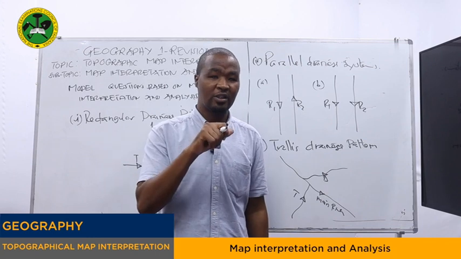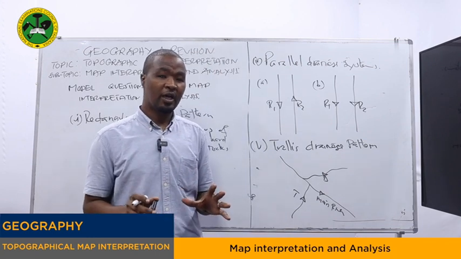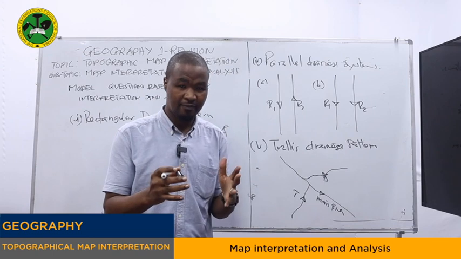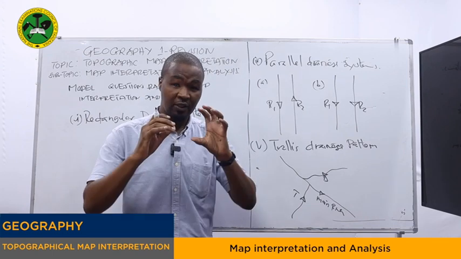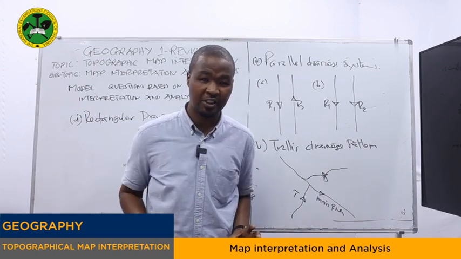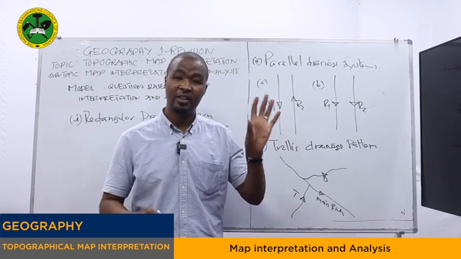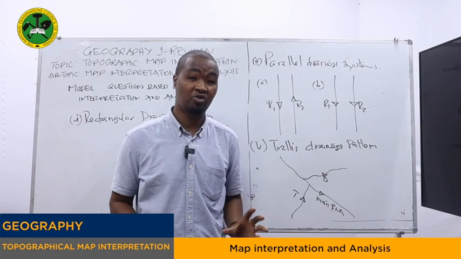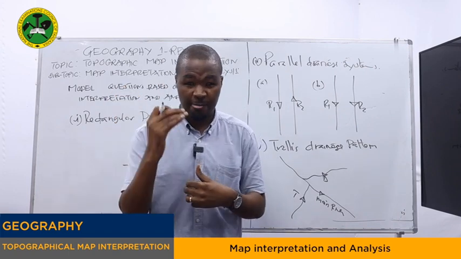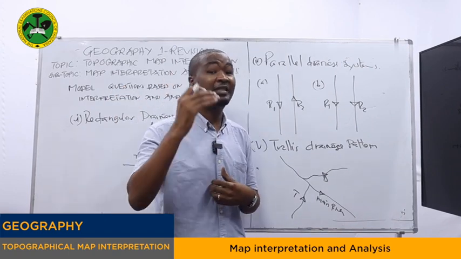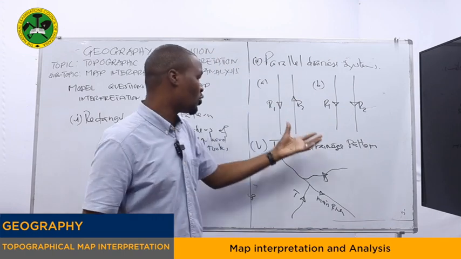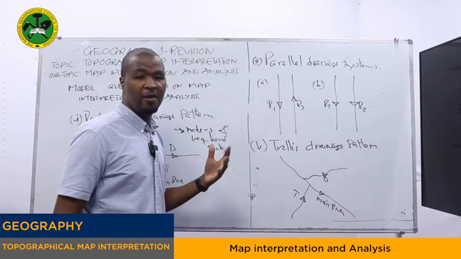But the other one that I've mentioned, if somebody asks you to explain the drainage system, listen to me very carefully. If the question asks you to explain the drainage system, you will base your answer on the presence of rivers, lakes, seas, oceans, seasonal swamps, etc. But if the question, for instance, asks you to explain the drainage pattern, you will focus on what I've explained right here. So thank you.